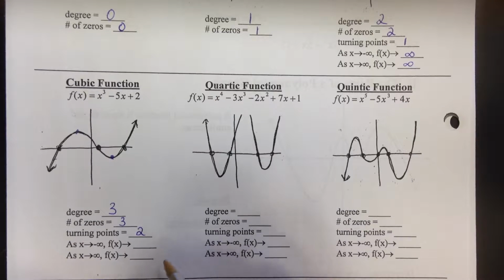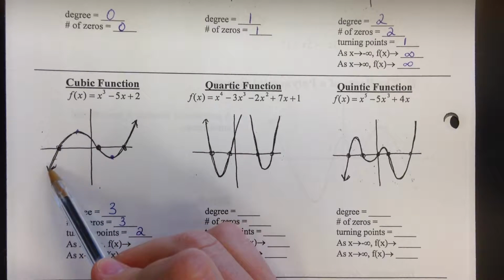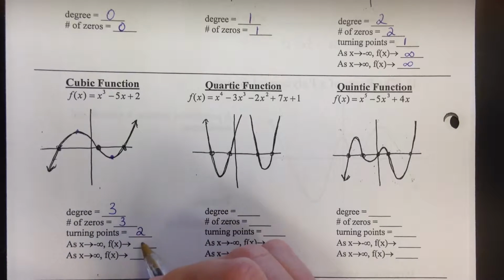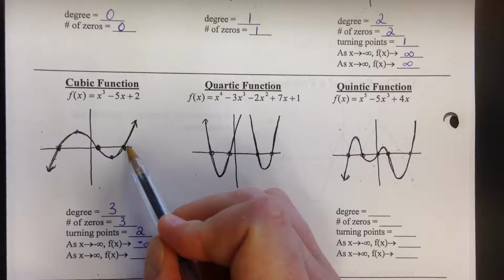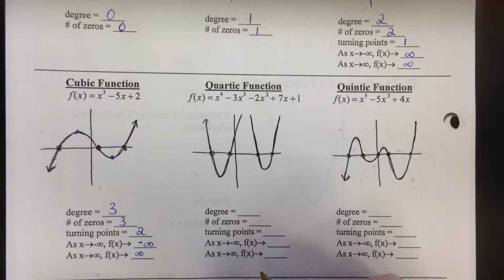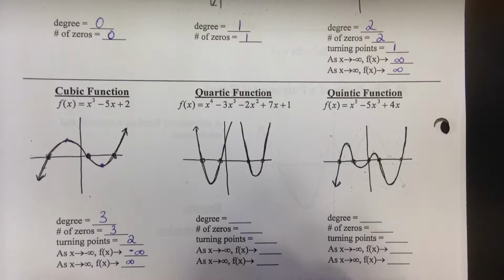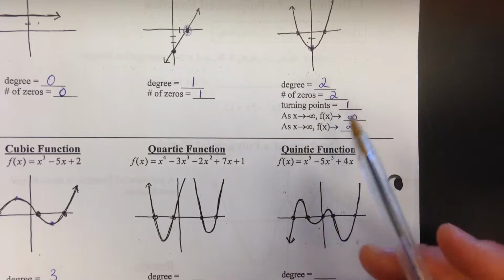Now the end behavior, as x approaches negative infinity, the function is going down. So the y values approach negative infinity. As we move to the right, the function is going up. So as x approaches positive infinity, f of x approaches positive infinity. Now at this point, you might be noticing a couple patterns. Notice that the degree and the number of zeros are the same. 3, 3, 2, 2 for the quadratic.